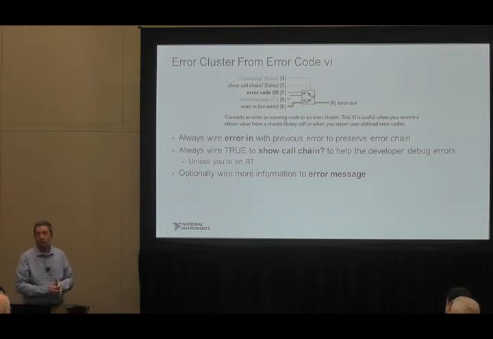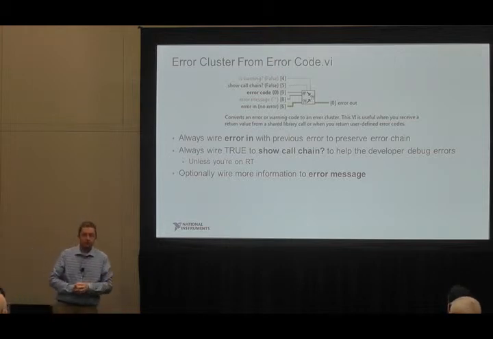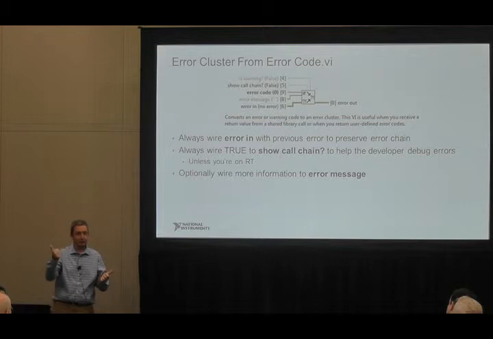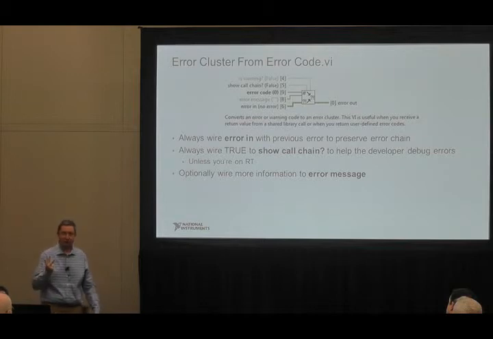Darren, doesn't that just write to the call chain string? So the question is, what does it do when you wire in an error message string? So you guys know an error cluster, right? It's got a Boolean, it's got a number, and it's got a string. Boolean's pretty straightforward, true or false, right? Number's pretty straightforward, that's your code. The string is actually really complex and nuanced.